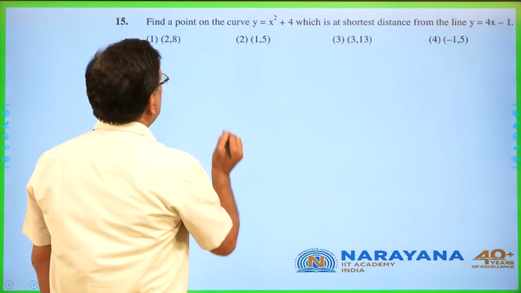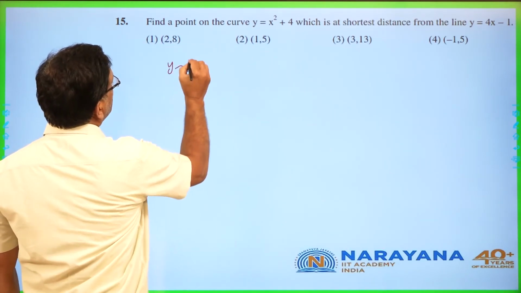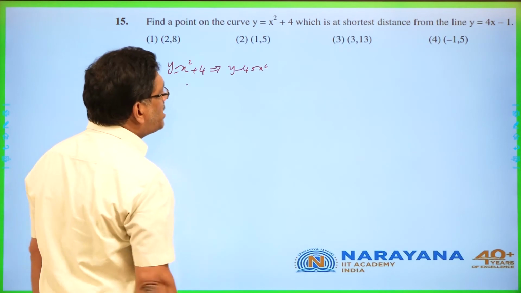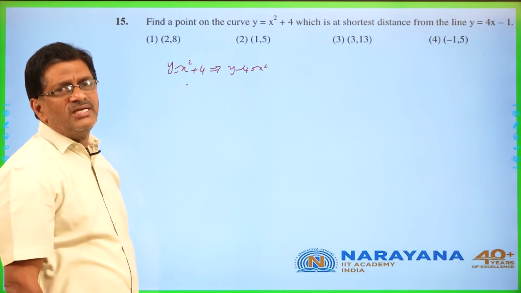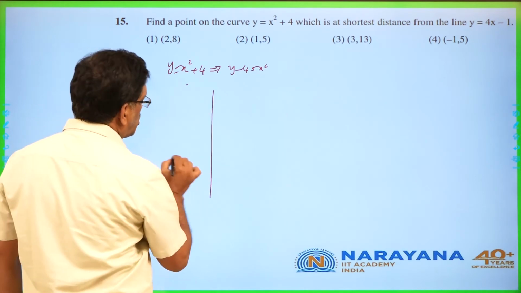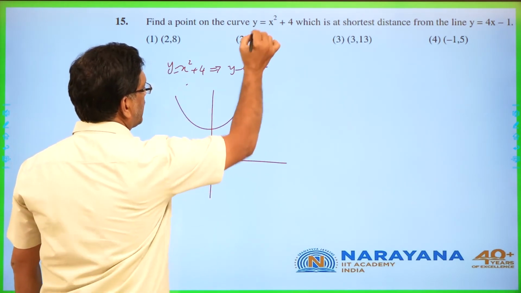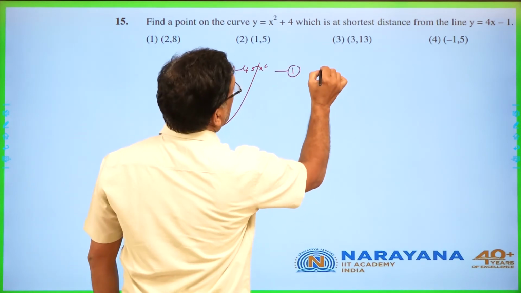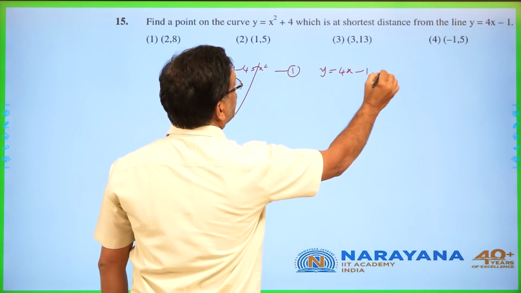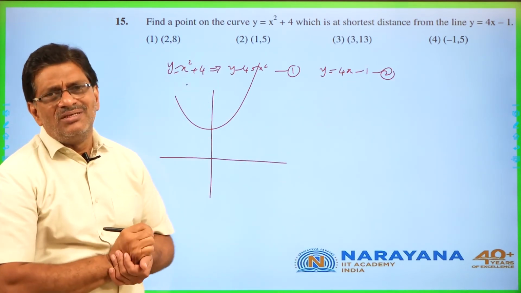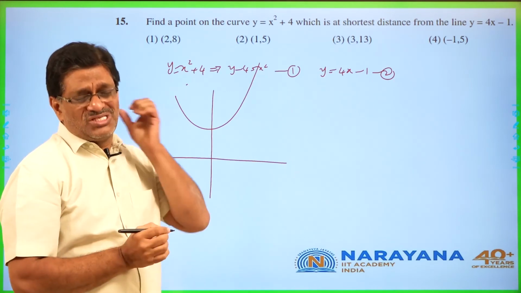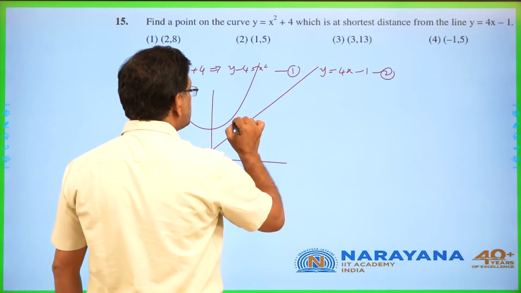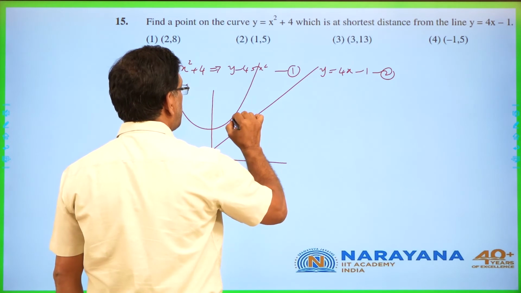Please observe. So, y equals x square plus 4. It is an upward opening parabola with vertex at (0, 4). It is a rough diagram. And what is the other one he has given? The line y equals 4x minus 1. Line equation, you can draw simply as a diagram. Of course, in fact, a diagram is not required, right? Roughly, I am showing you like this. He is asking what is the shortest distance.